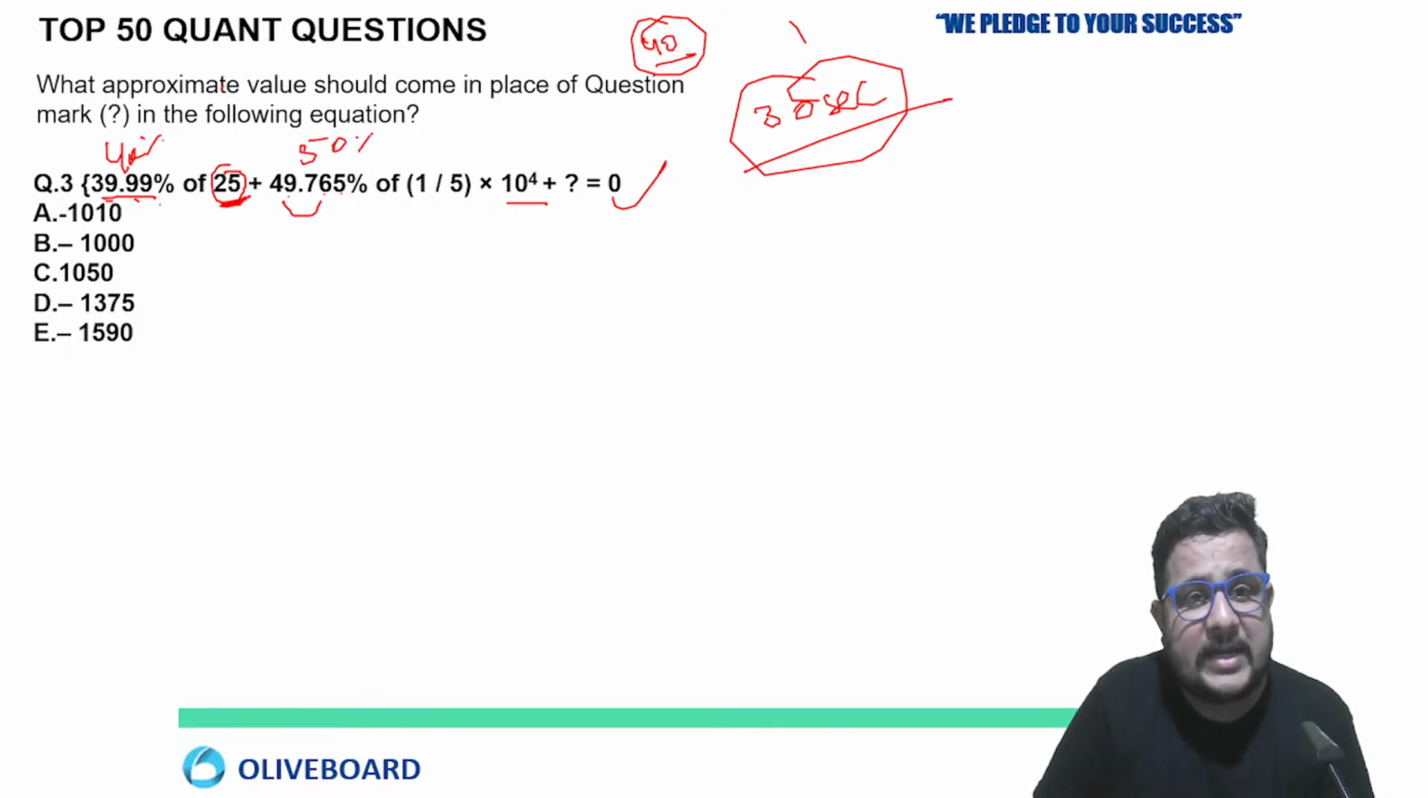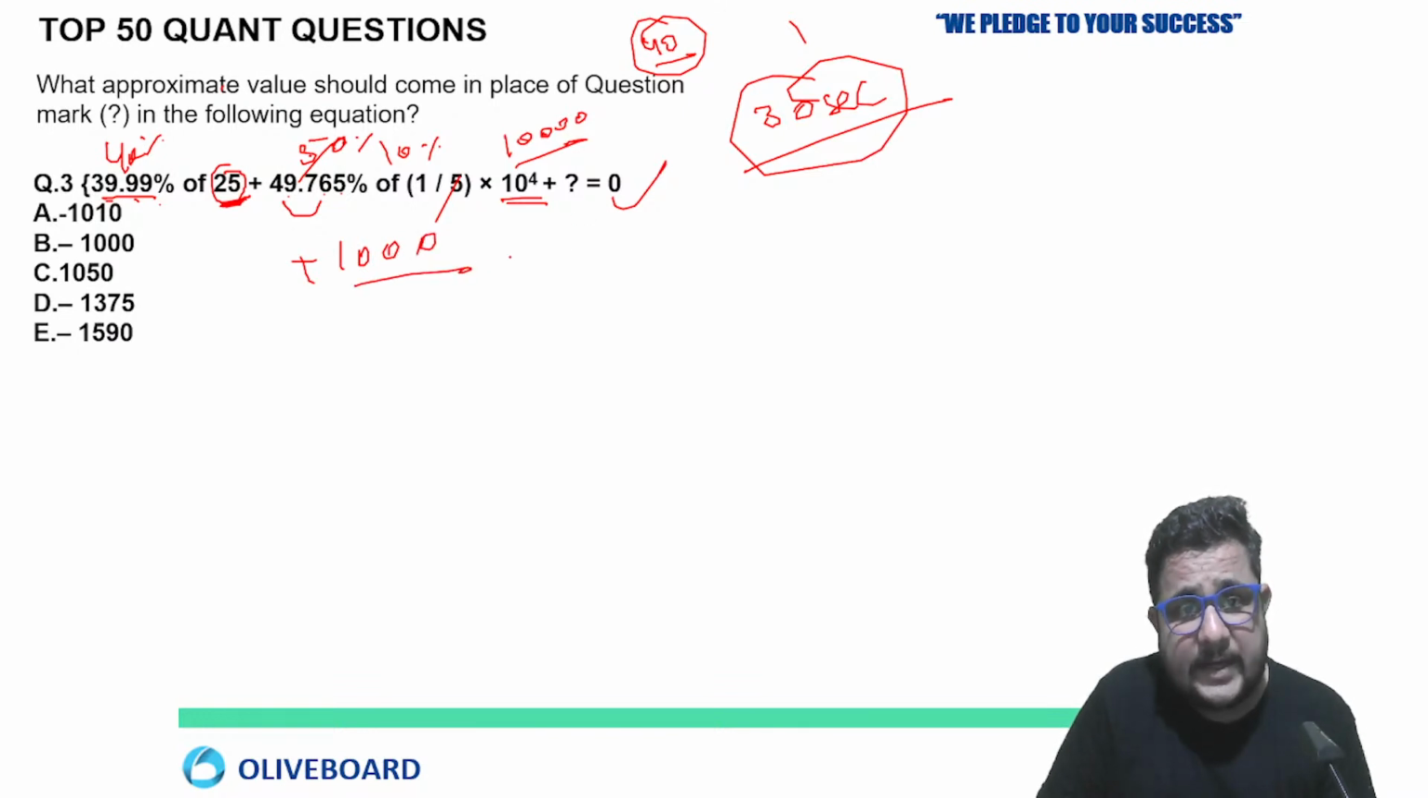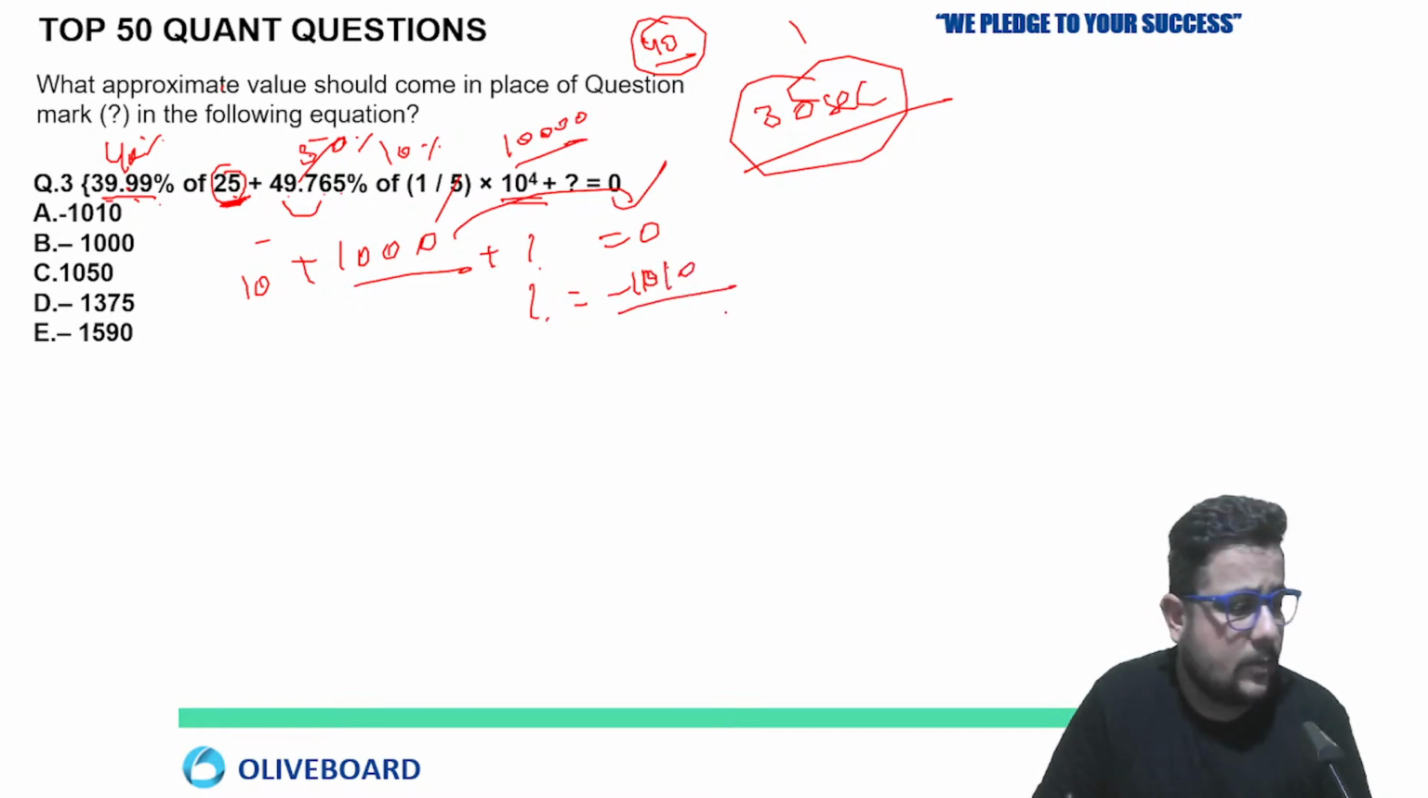49.765 is approximately 50%. So 50% of 1 by 5. So by 5 you can cancel this 50, 10%. 10% of 10 to the power 4 means 10,000. So that is going to be 1,000. So this part is 1,000, right? Plus question mark is here. Now 39.99% of 25 is going to be 10. So 1,010 you can transfer to the right side, the question mark value, right? So it will become minus 1,010. Very good.